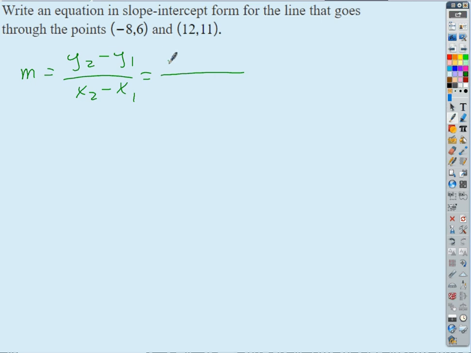12 plus 8, which would... What goes on the top though? 11 minus... okay, good. So we got the y's, subtract the y's first. So 11 minus 6 over, keep going, Kyle, what do you got? 12 minus -8, which becomes 12 plus 8. Okay, so that gives us on top, we get 11 minus 6 is 5. 12 plus 8 is, okay, so what's our slope reduced to then? Yeah, 1/4. Right, that would reduce to 1/4.